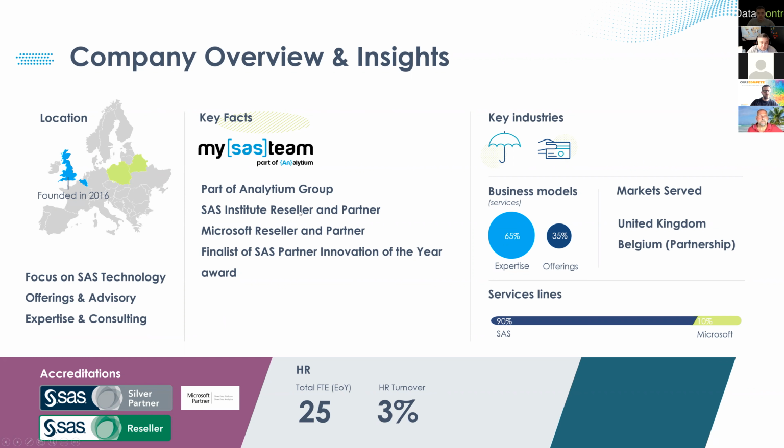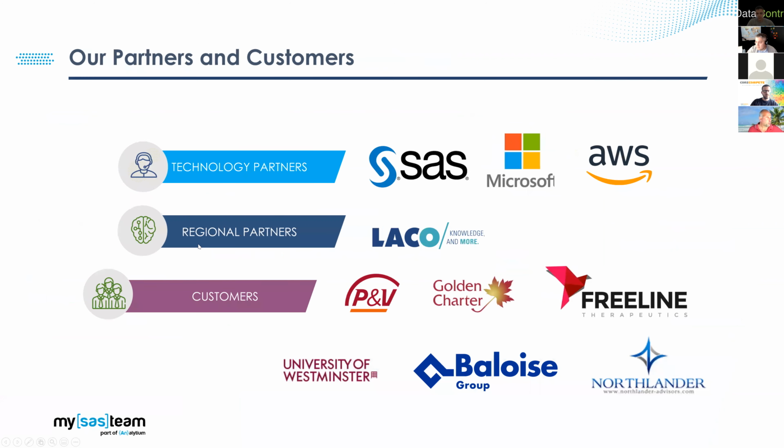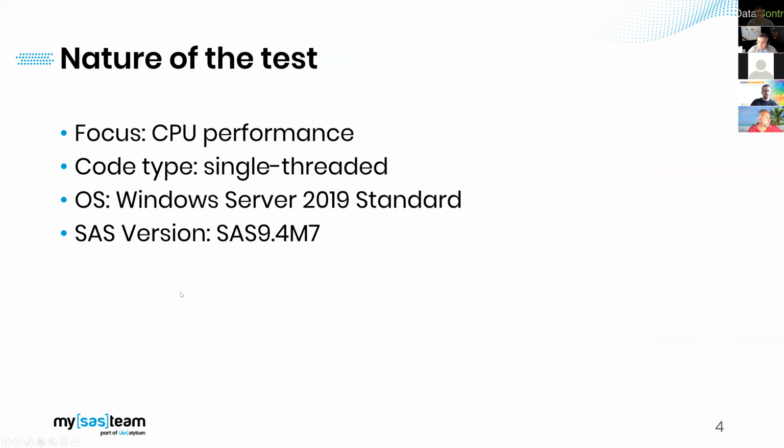Most of our industries, just historically, because of where most of our expertise lies, are banking and insurance. And at the moment, most of our revenue also comes from SAS. Now, we have technology partners, SAS and Microsoft, and we also work with AWS and regional partners such as Laco. Some of you know them pretty well. And we have a variety of customers, again, primarily banking and insurance.